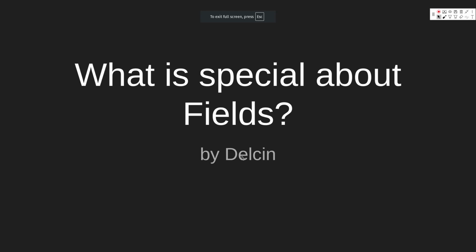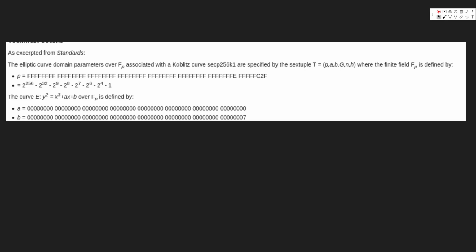What is special about fields? So we have understood the abstract structure group. We have seen modular arithmetic of Z5 under addition and multiplication group. In the SECP256K1 specification, there is this term used, a finite field Fp over this p, which is a very large prime number.